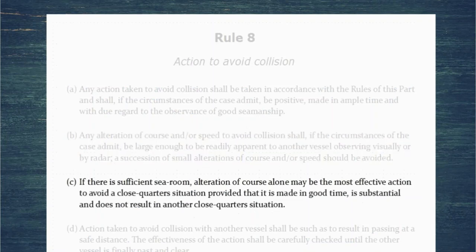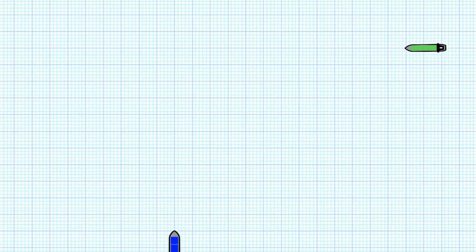If there is sufficient sea room, alteration of course alone may be the most effective action to avoid a close quarters situation, provided that it is made in good time, it is substantial, and it does not result in another close quarters situation. The easiest way to explain this is to look at a speed alteration.